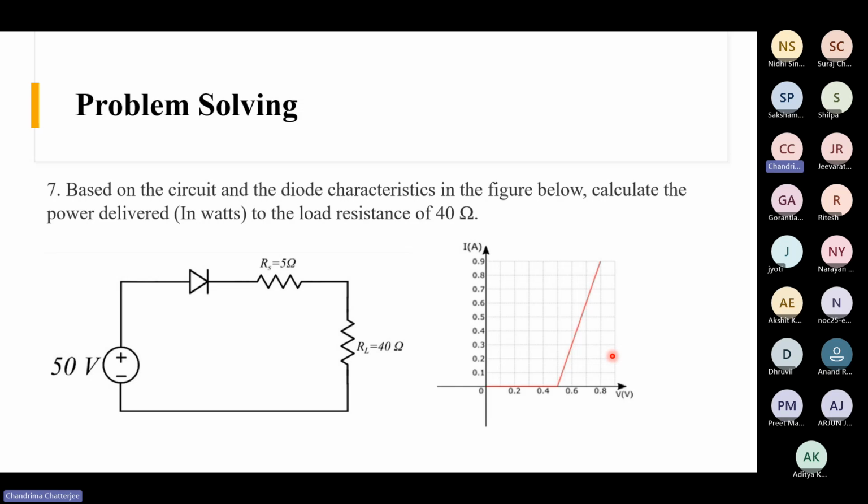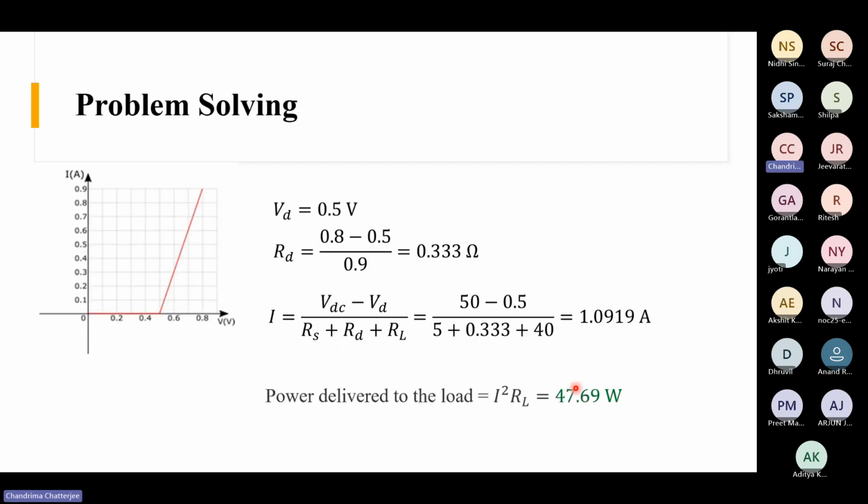So how will we find it? It is very simple. We just need to find the slope, right? So I have just found it like this. Here this threshold voltage, this point, is between 0.4 and 0.6, so I have taken it as 0.5. So I know the threshold voltage is 0.5 volt, right? Or the cut-in voltage, whatever.